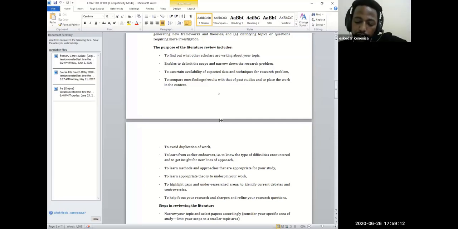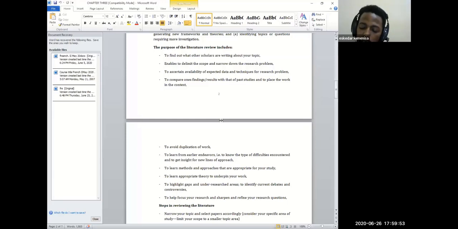The next issue or the next subtopic in this chapter is the steps in reviewing the literature. There are several steps that you are expected to follow. Therefore, let's see the steps. The first step in the work of research is to have a clear research problem. You have to have a clear research problem, or you have to have a clear topic.